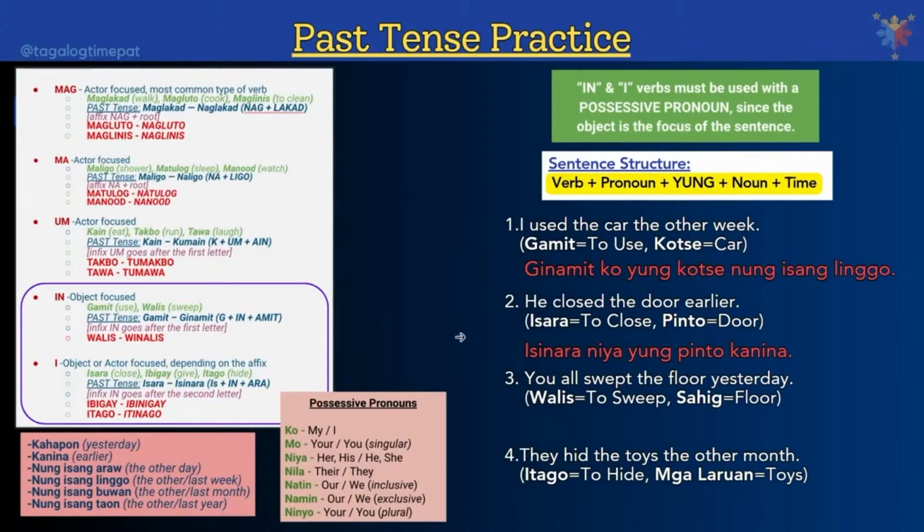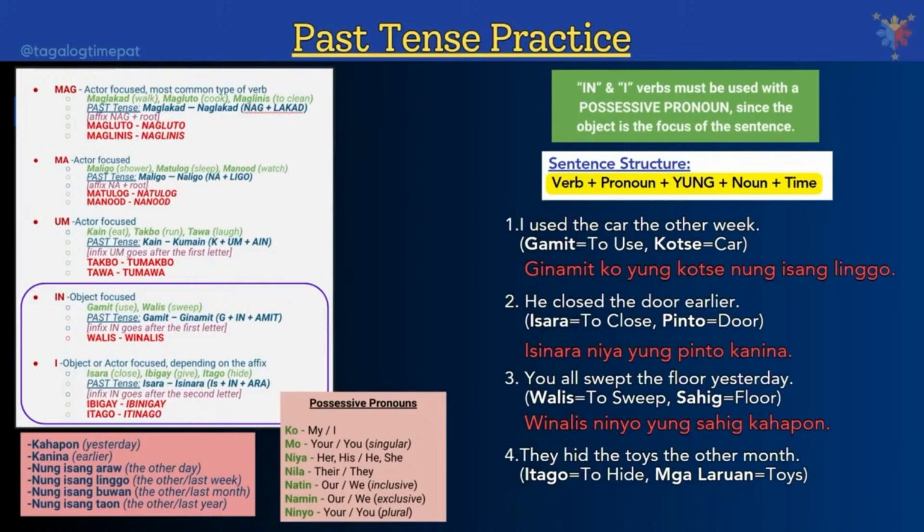Okay, number 3, you all swept the floor yesterday. Walis means to sweep, sahig means floor. Winalis ninyo yung sahig kahapon. Winalis ninyo yung sahig kahapon. You all swept the floor yesterday.